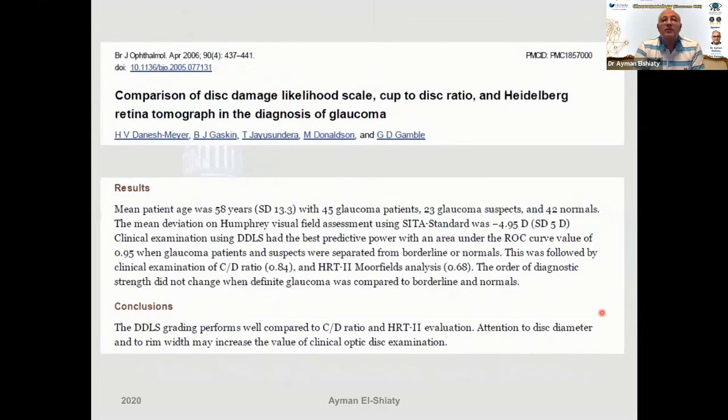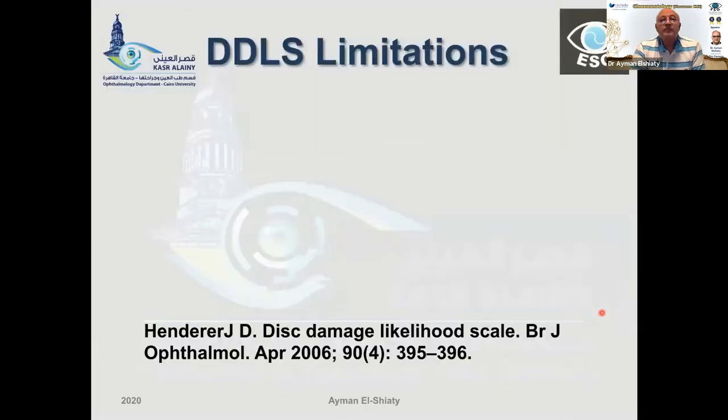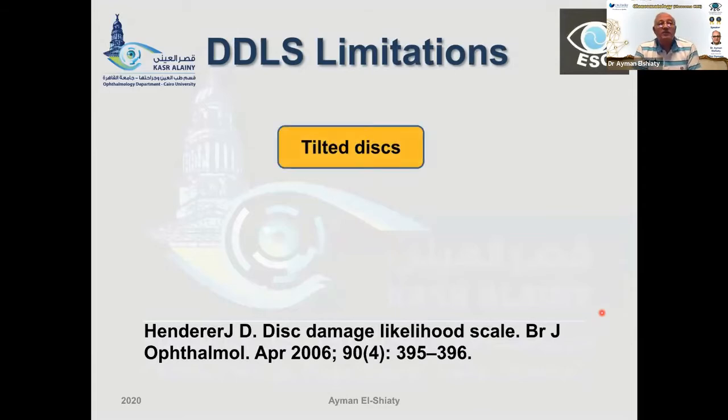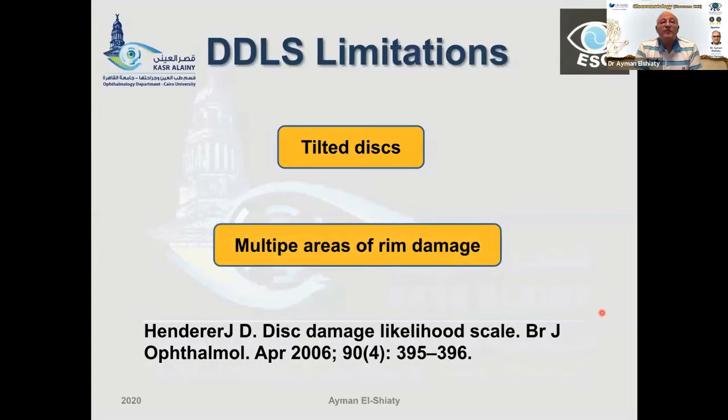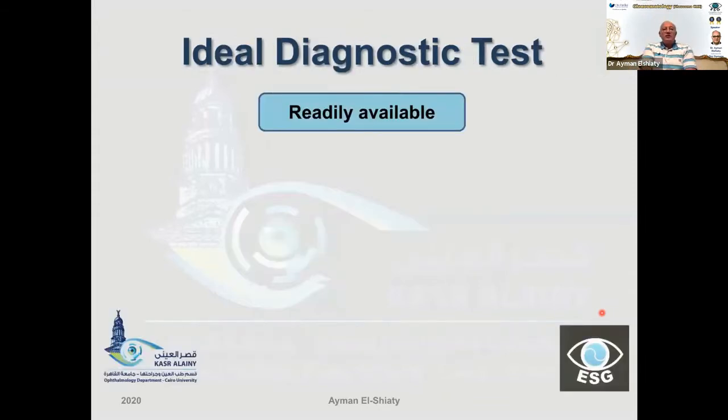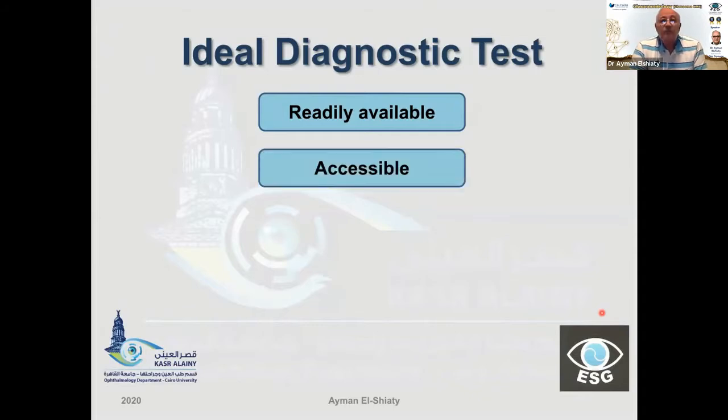And comparing it with the cup disc ratio and the OCT, you'll find that it had the best predictive power. So the disc damage likelihood scale is not without limitations. For example, in tilted discs, you cannot define the rim. And if you have multiple areas of rim damage, then it would be difficult to describe the disc damage likelihood scale. But still, it is an ideal diagnostic test, as it is readily available in all our clinics by means of binocular microscopy with the pupil dilated.